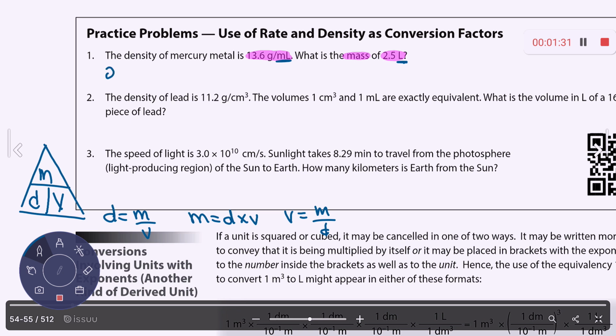So if you take 2.5 liters and you convert it into milliliters, where do I put the number 1? Top. That's where the prefix is. Put the power of 10 on the bottom. So you'll divide this out. You're going to end up getting 2,500 milliliters.